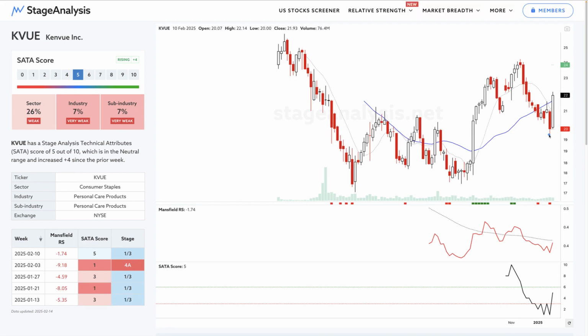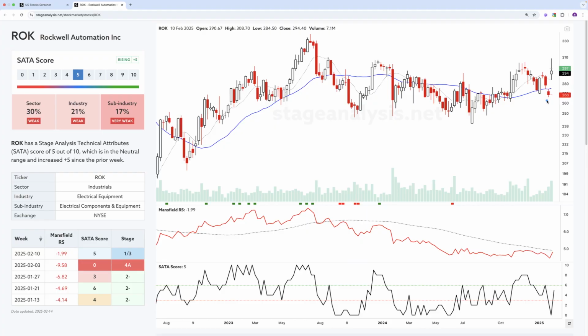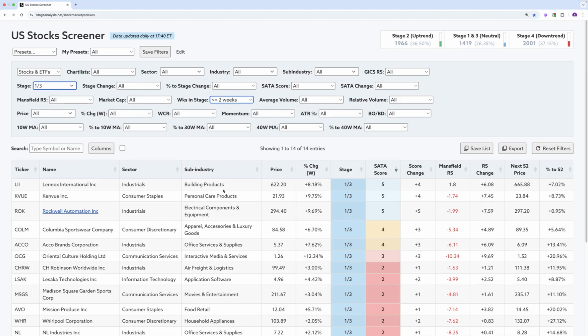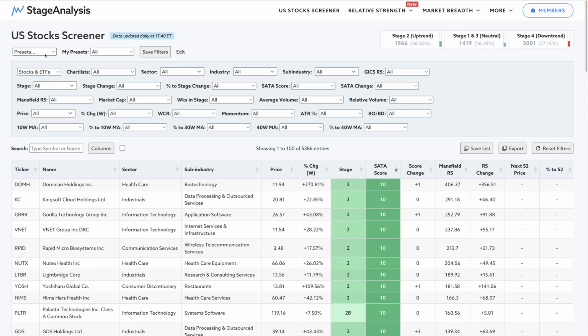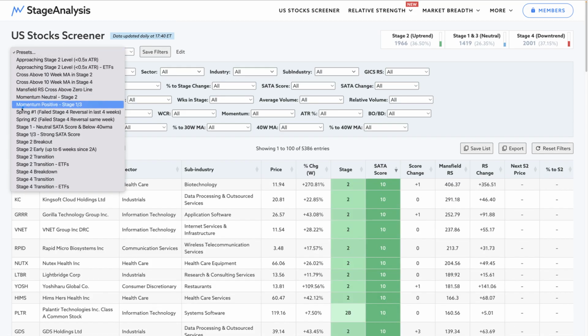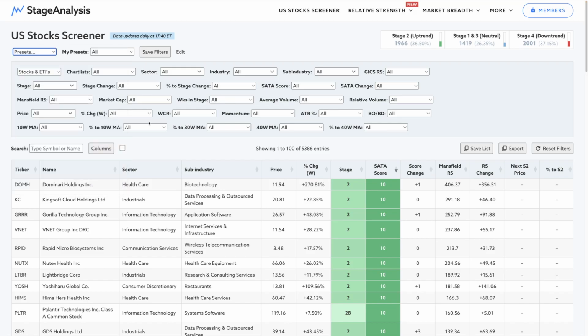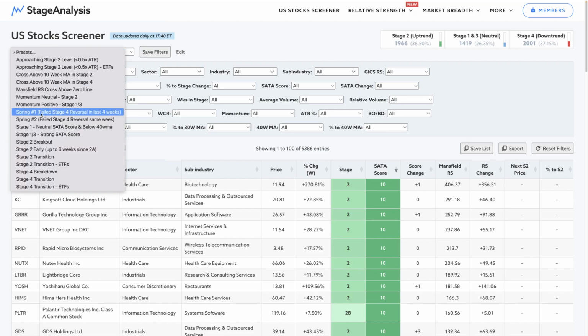So it's had a failed stage 4 breakdown attempt, and then it's sprung back up again. So it's another way to find springs, and from this I've added a couple of presets up here. We've got spring number 1, which is the failed reversal in the last 4 weeks, and spring number 2, failed stage 4 reversal, that's in the same week. So basically it's just dipped down below the stage 4 level, and then it's come back above it again. So number 2 is the same week, and spring number 1 is within the last 4 weeks.